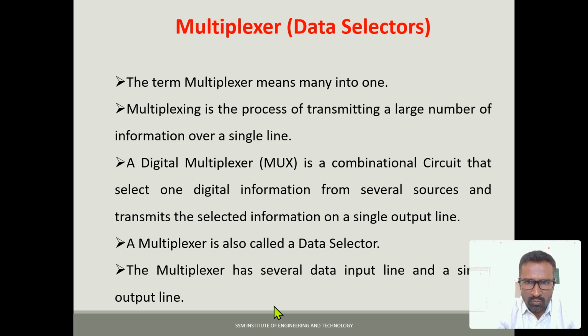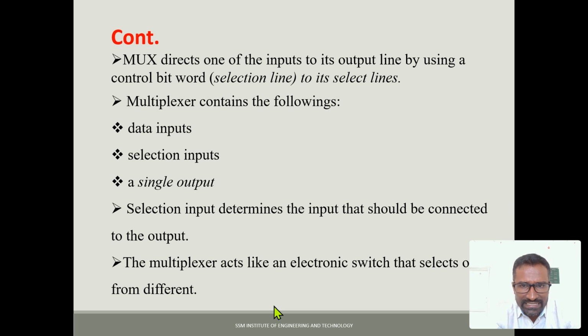So how can we select one from more information? There is a thing we need called selection lines. Technically, the selection lines are the control bit word in the communication channel of our circuit. So the multiplexer circuit contains data inputs, which are the several pieces of information, the selection inputs, which are the selection lines, and the single output. There are three major elements in the multiplexer: data input, selection input, and output. It acts like a switch. We can switch what we want, we can select what we want, and it is connected to the output.